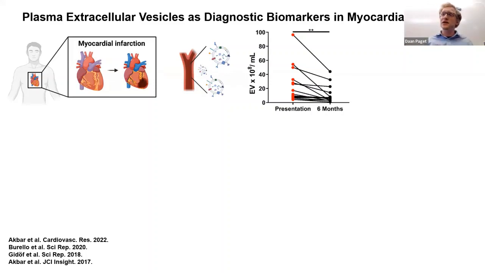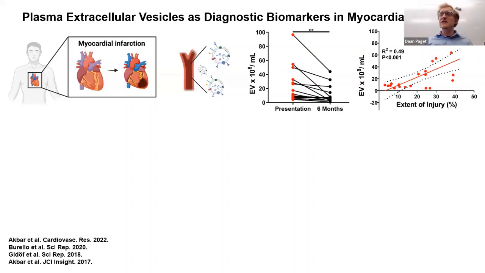When I talk about the acute phase, I mean within 2 hours after the heart attack occurring. What's interesting is that we found that the amount of extracellular vesicles at this acute phase correlates with the extent of injury. So the larger the infarct of the patient, the more extracellular vesicles are present at this acute time point. This very nicely shows how plasma extracellular vesicles can function as a biomarker in cardiovascular disease.